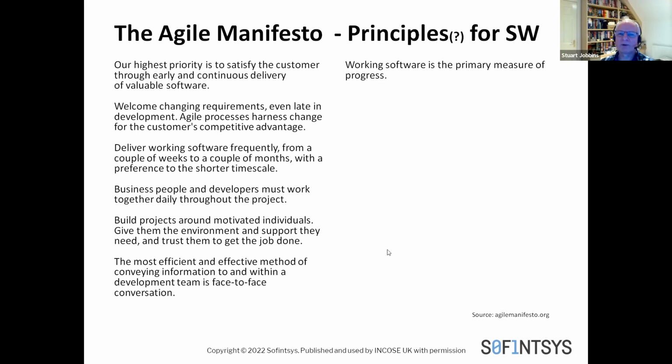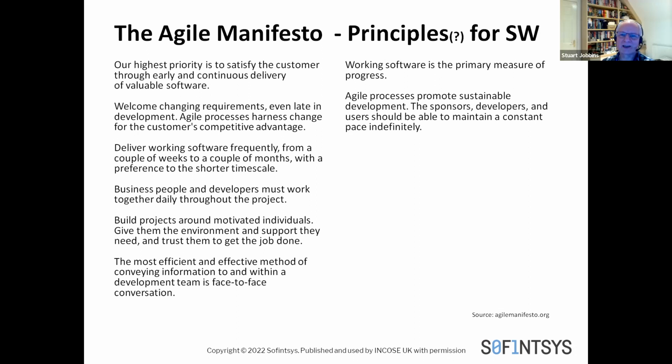Working software is the primary measure of progress, so they don't care about anything else. It's about what works. And agile processes promote sustainable development. I'm not entirely convinced by that. This appears to be something which is about making sure the project manager doesn't beat you up too much. Continuous attention to technical excellence and good design enhances agility. I reword that and I have a slightly different take, but maybe it's the same message. I don't know.